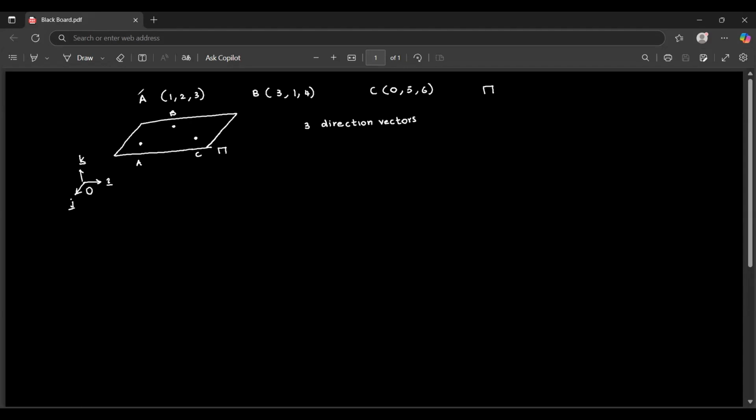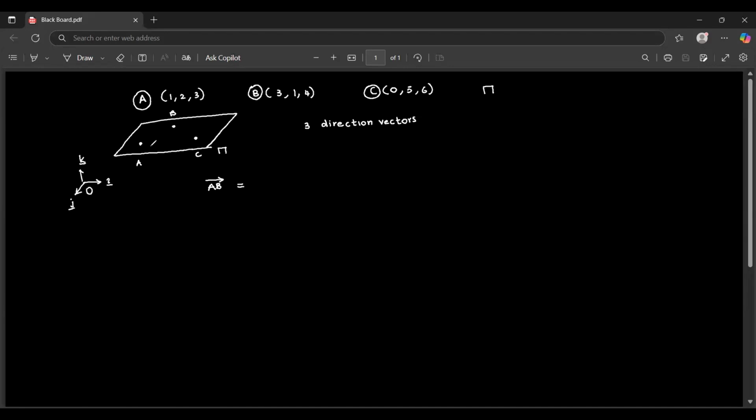And we already have 3 points on the given plane. So since we have a position vector of a point on the plane and two direction vectors, we can come up with the vector equation of the given plane. First of all, let's find AB. It doesn't have to be AB, it can be BA or BC or CB, it doesn't matter. We just need two direction vectors.